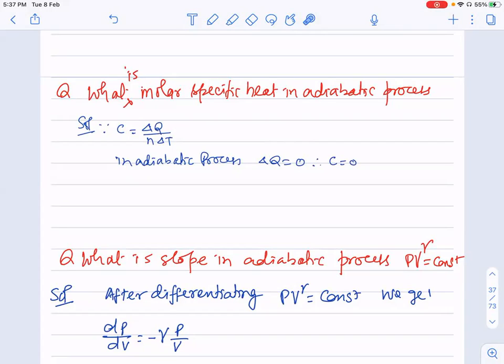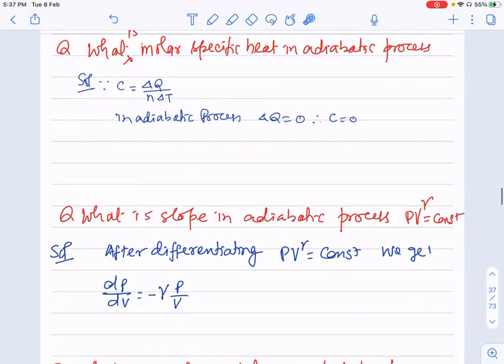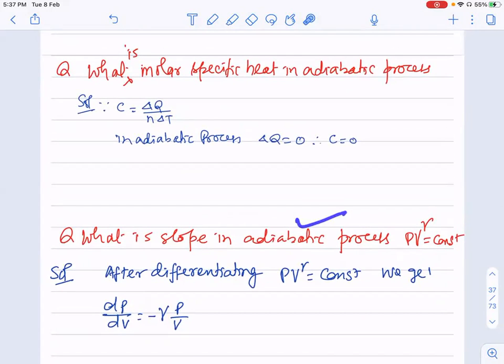So we can see the molar specific heat in gases depends upon the type of process. Or if I ask you what is the slope in the adiabatic process, we would differentiate to find dP by dV, but we are not doing it. It comes out as minus gamma P by V. What came in isothermal? Minus P by V, and there was no gamma. Here gamma is also there because we have the power gamma. So gamma times minus P by V.